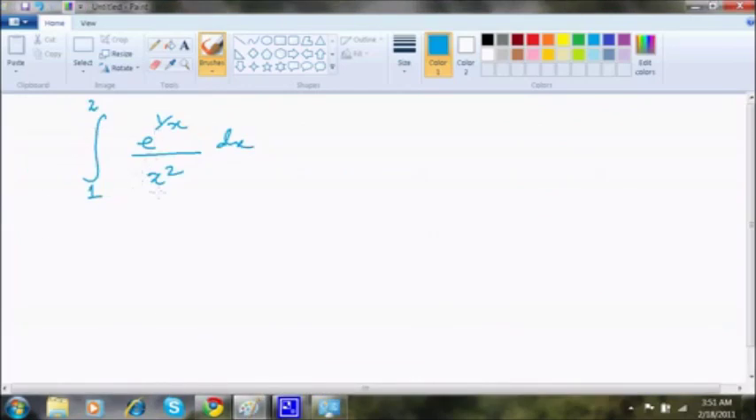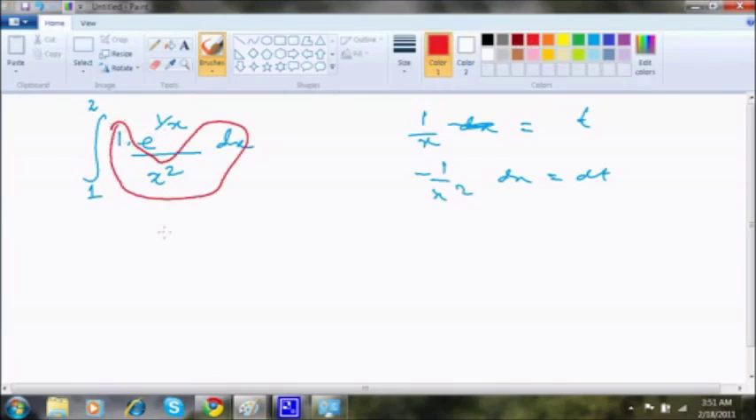Next, e to the power 1 by x² — you should be thorough with differentiation by now. 1 by x you take as t, so minus 1 by x² dx is dt. So there is a 1 by x². All these quantities are gone, but I require a minus sign, so I'll make a minus here so that all these quantities are gone as dt. So this is e to the power t dt.